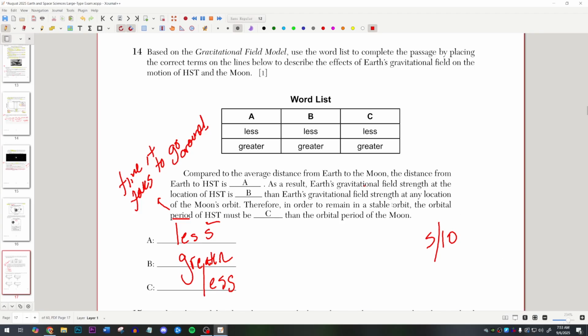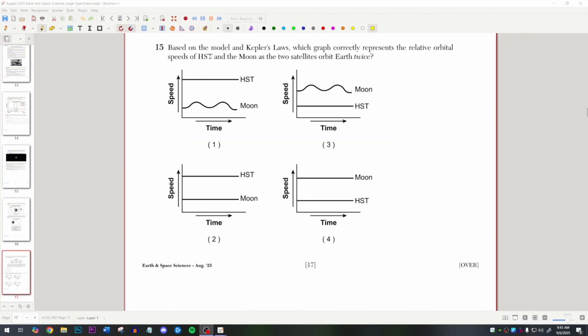It's all good. The next question says, based on the model of Kepler's laws, which graph correctly represents the relative orbital speed of the HST and the Moon as the two satellites orbit Earth twice? Okay, so twice is interesting. So we have to do 2 rounds of this. And we know a couple of things. The HST is close, and the Moon is further, right? So the speed is going to be higher where it's closer. So this is going to go faster, and this is going to go slower.